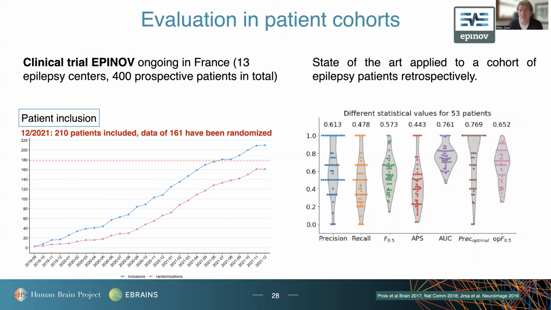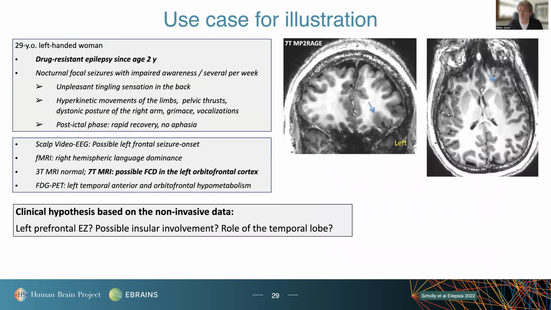And here you see some statistical quantifiers: precision, recall, APS, AUC, F0.5, so different F values. So the values are more or less promising. The VEP is actually performant on a level that is comparable to the current state of the art in epilepsy. Just a quick use case for illustration.